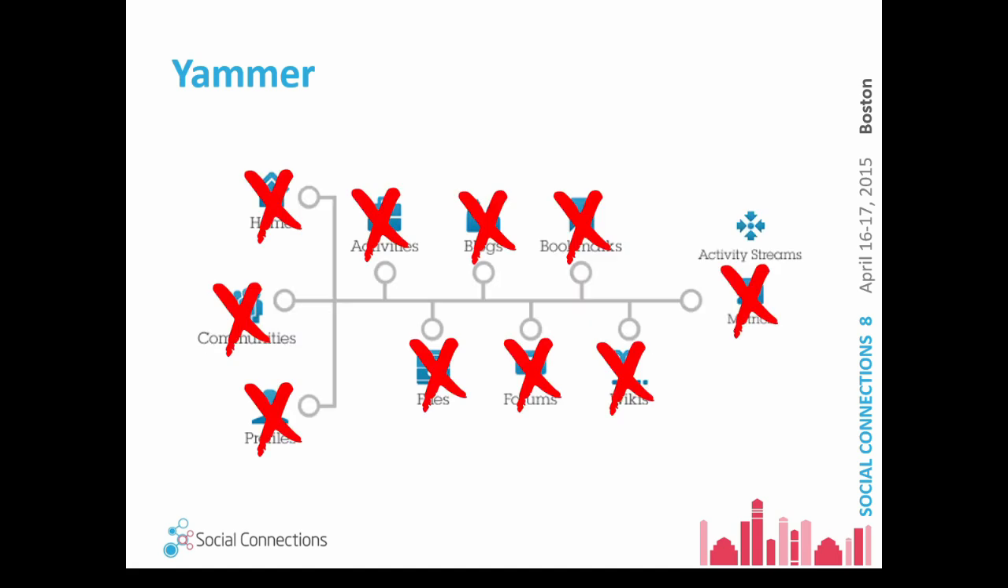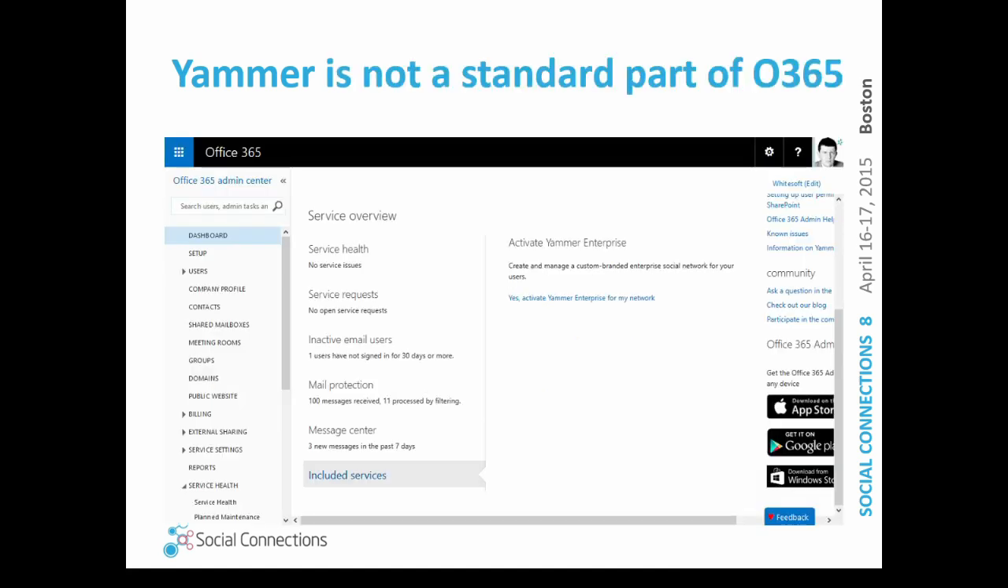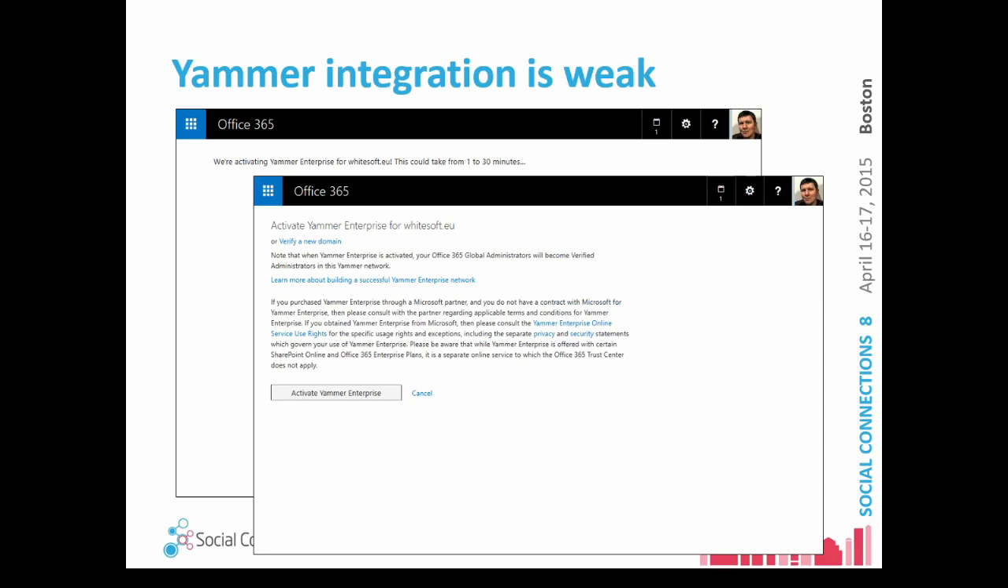However, if we compare Microsoft Yammer to IBM Connections, it's easy to see that Microsoft Yammer equals only to the activity streams in IBM Connections. So this comparison has no sense, so we have to take into account also the other parts of Office 365. Microsoft Yammer is not a standard part of Office 365. You have to enable it in the administration center. It's not hard to just follow several clicks and Yammer is deployed in a couple of minutes.